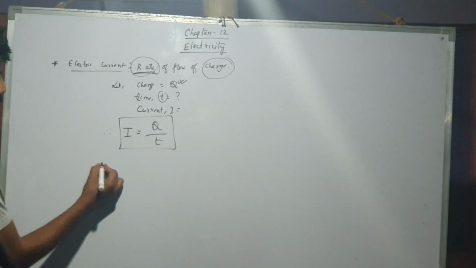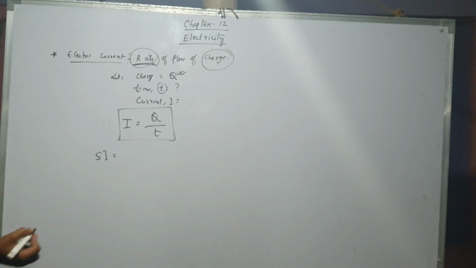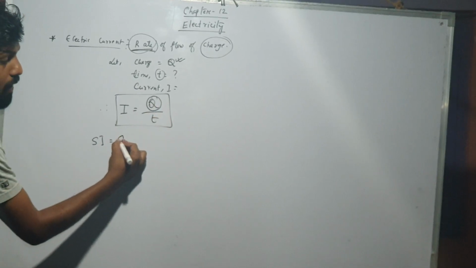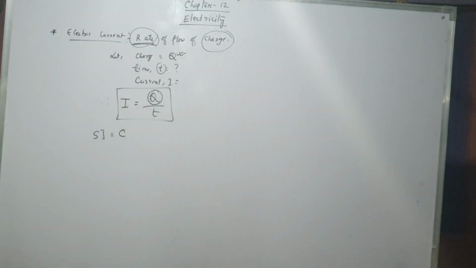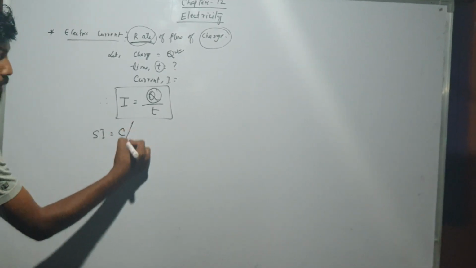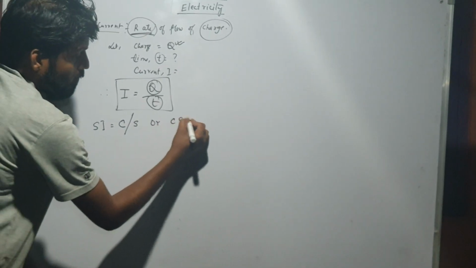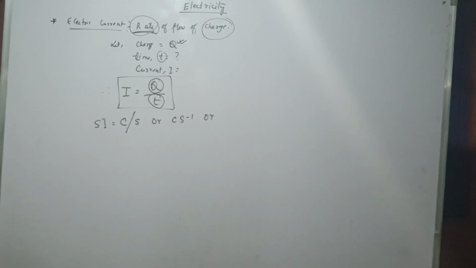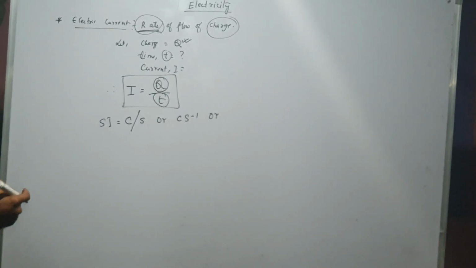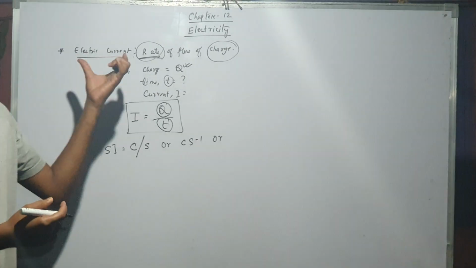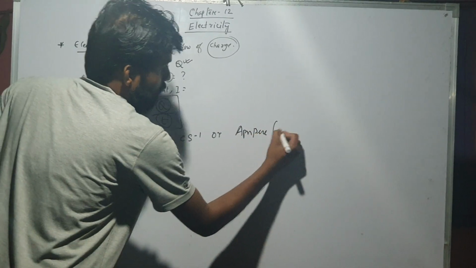Now the SI unit of current. You can work it out yourself. Q means charge, and charge is in Coulomb, as I said in the beginning that the SI unit of charge is Coulomb. Coulomb divided by time, so Coulomb per second. Since current was discovered by Andre-Marie Ampere, to appreciate his work the unit of electric current was given his name. We can say it as ampere, and it is denoted by A.